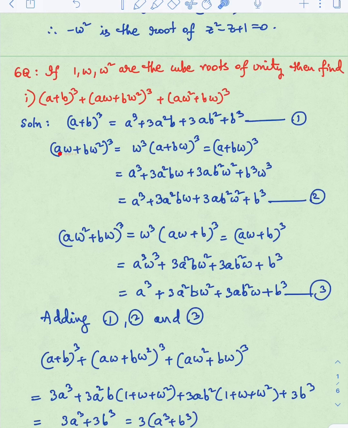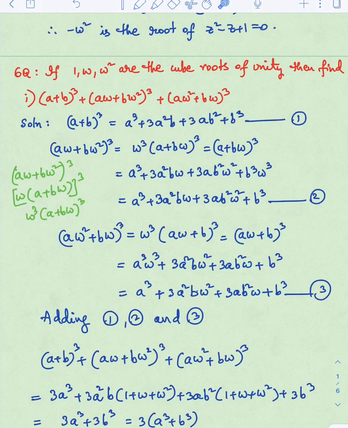Before going to apply the formula, here omega is common, taken common. When you take omega common in it, what happened? Okay, let us see. A omega plus b omega square, whole cube. When you take omega common in it, you get a plus b omega. Now whole cube should come like this. That is omega cube into a plus b omega whole cube.